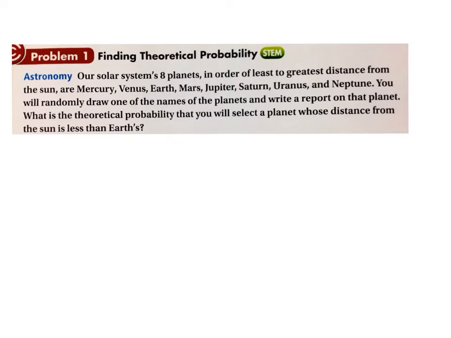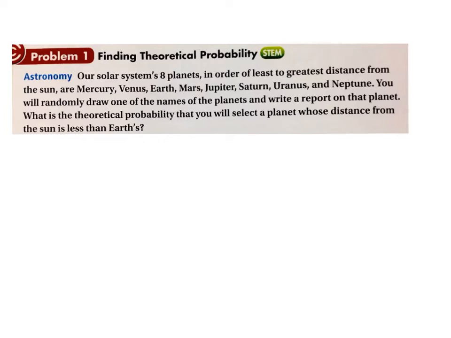Theoretical probability is what is likely to happen if you were to do it. You know, if you were to do it 100 times, how many times would you draw a planet closer to the sun than Earth?